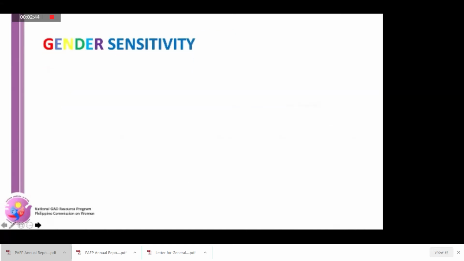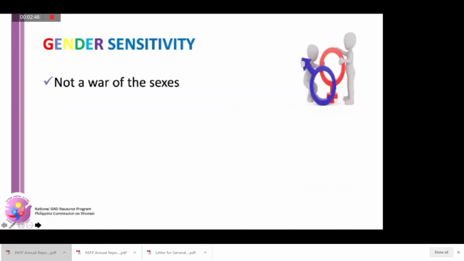All right. So gender sensitivity for beginners is like gender sensitivity 101. We must always remember that it's not a war of the sexes. It's not only about men. It's not only about women. It's an effort towards achieving national development by both men and women, applying respect regardless of sex.